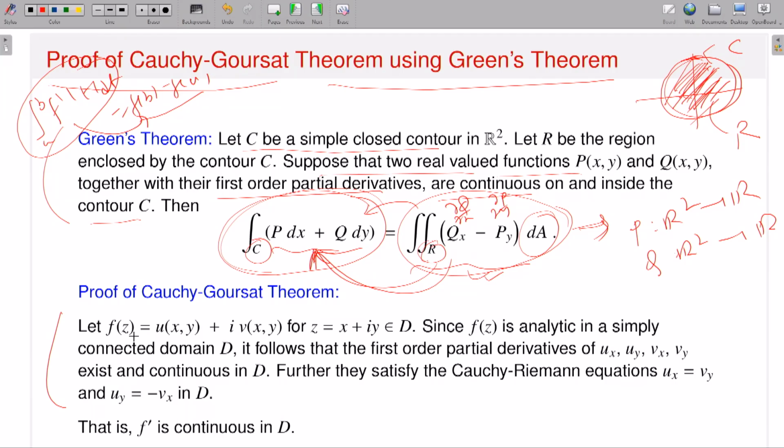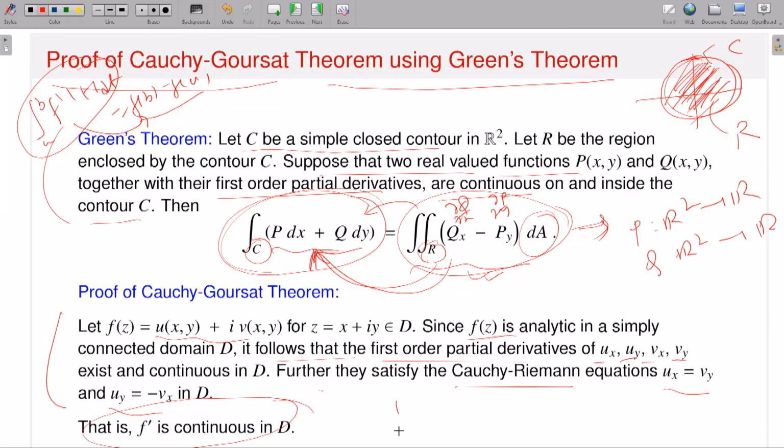Since f is a complex valued function of a complex variable, f will have the form u plus iv. Now f is analytic on a simply connected domain, so one can easily check that the first order partial derivatives ux, uy, vx, vy all exist and they are continuous. I already discussed that if my function is analytic, then the first order partial derivatives of u and v will exist and be continuous. Furthermore, since analyticity is there, it should satisfy the Cauchy-Riemann equations, that means ux is equal to vy and uy is equal to minus vx. So the assumption that my function is analytic automatically implies that all the first order partial derivatives of u exist, they are continuous and they satisfy the Cauchy-Riemann equations.